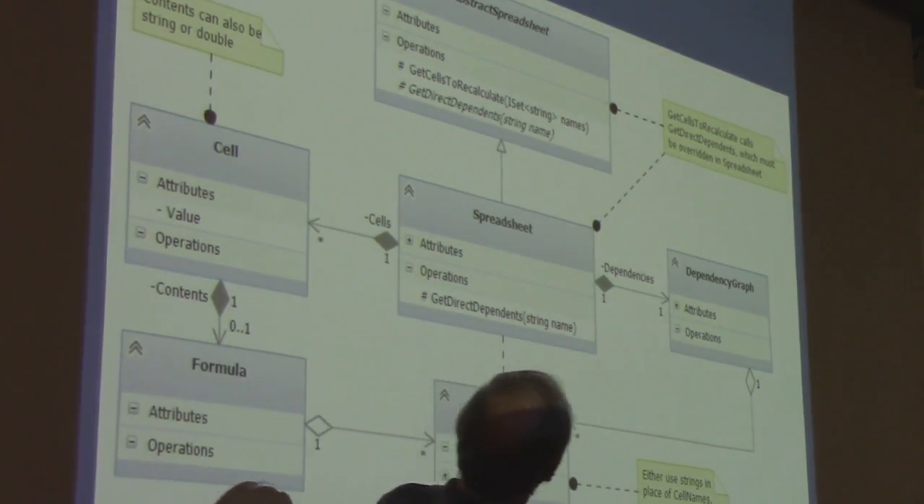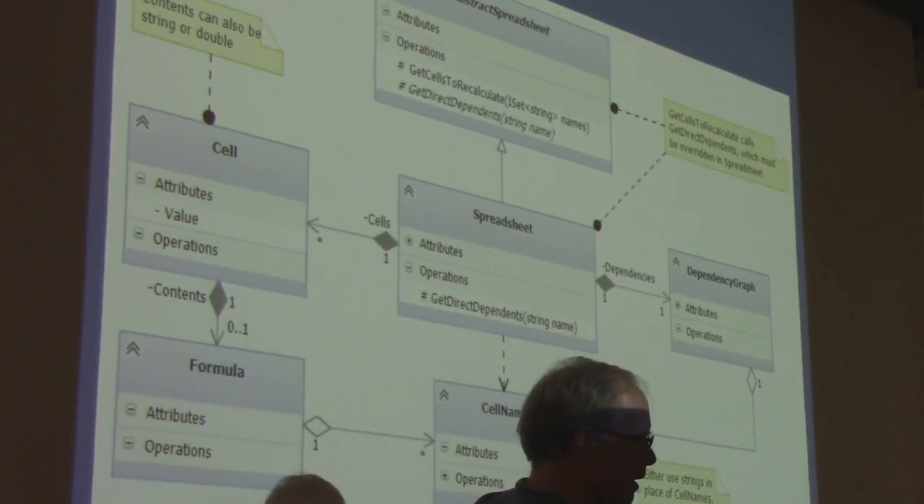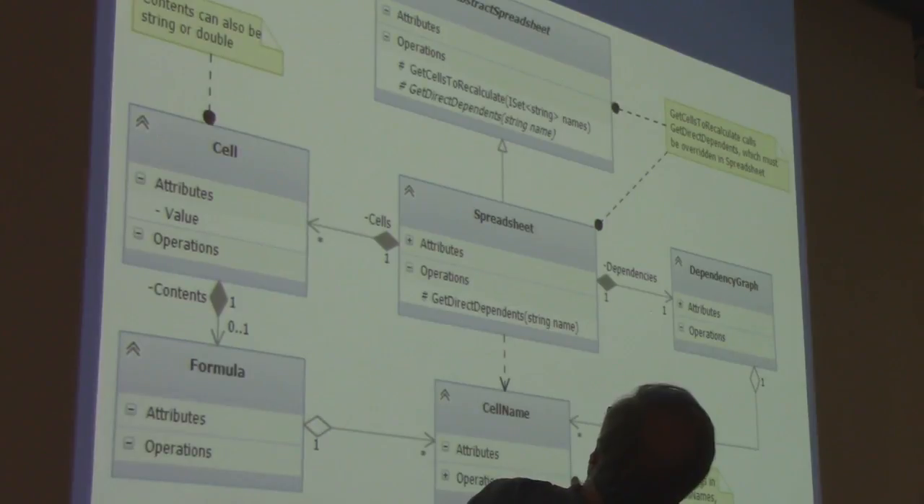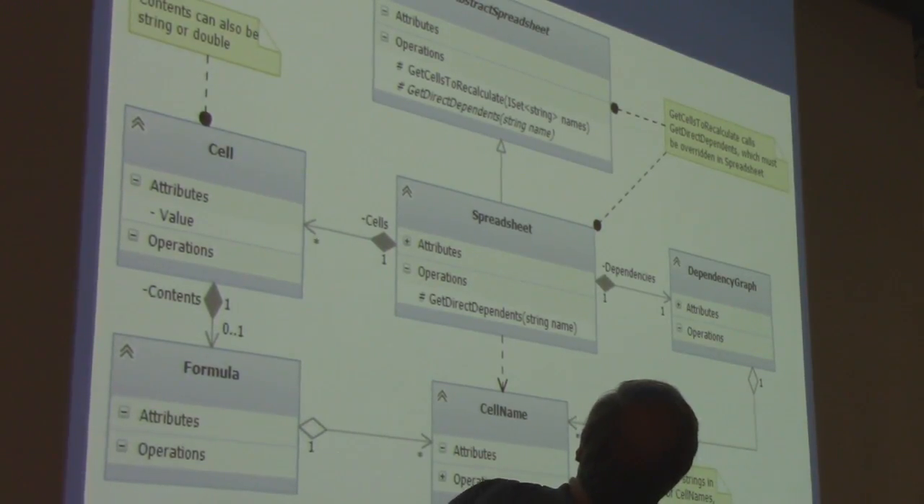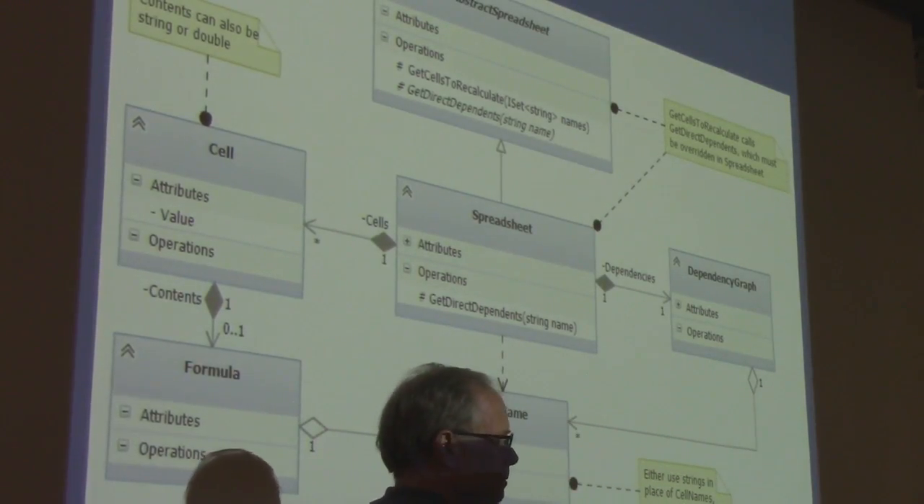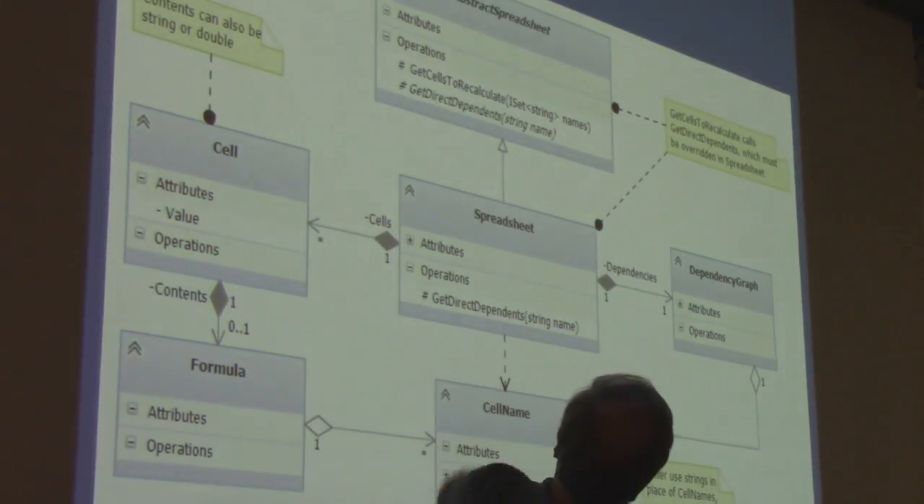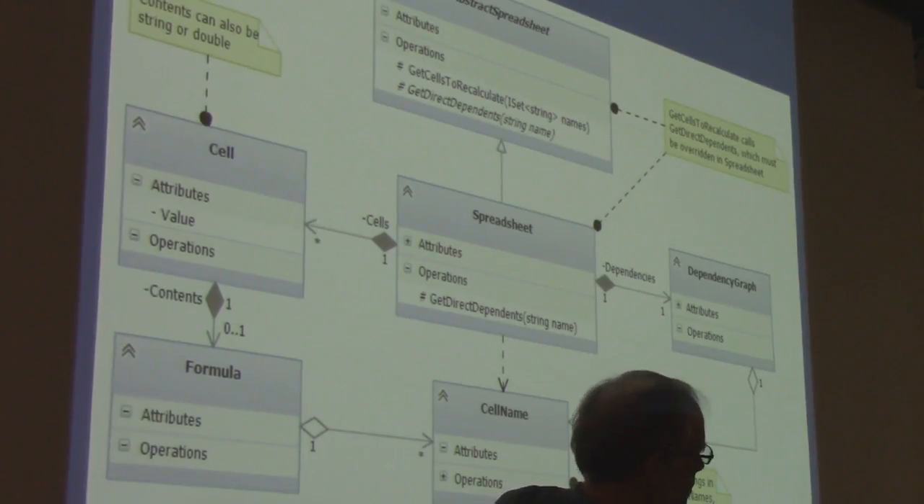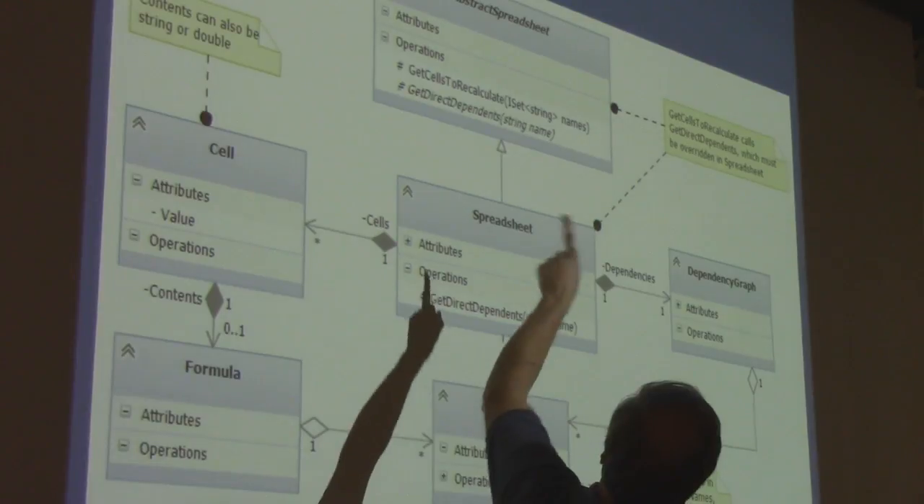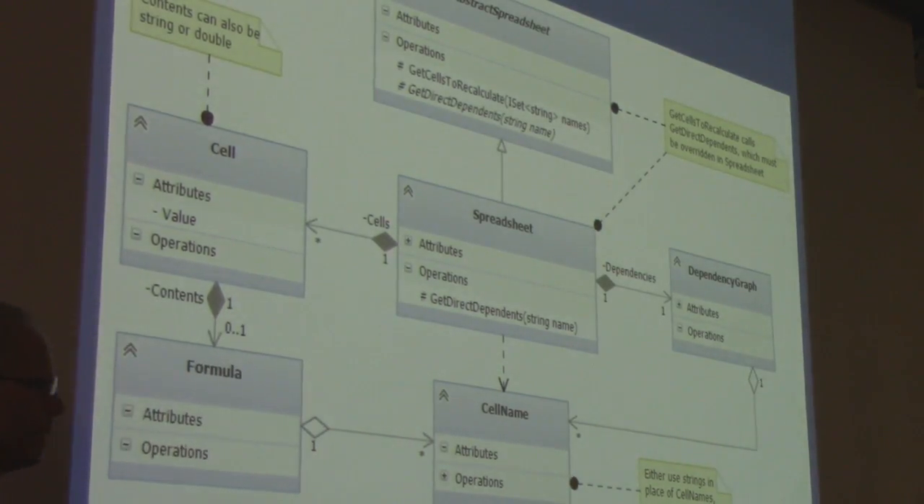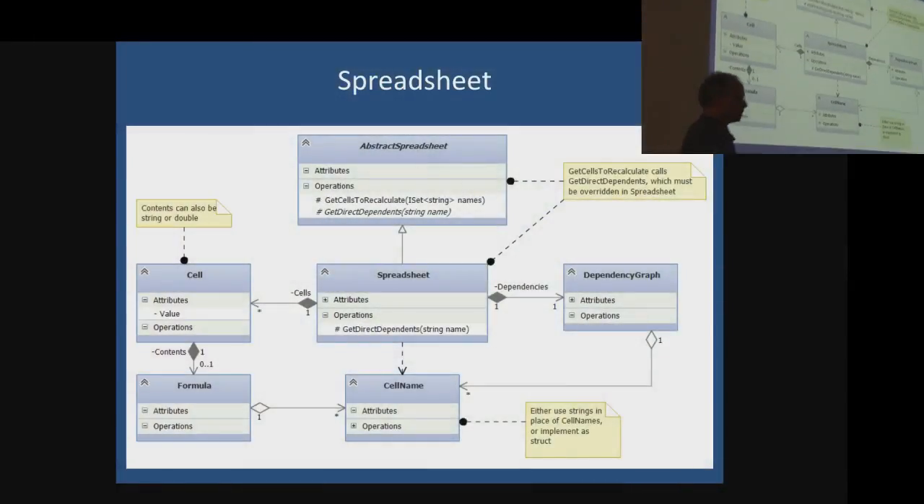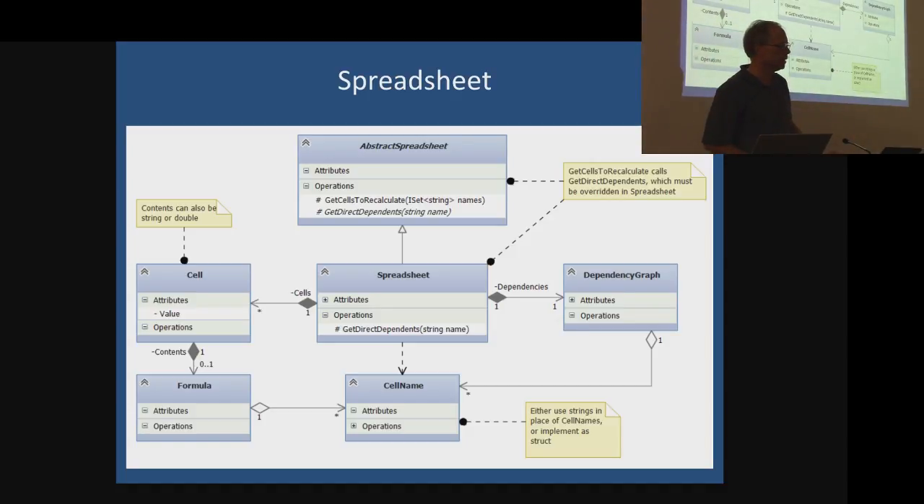And I'm choosing to emphasize something. The hash sign means protected. There's a protected method called get cells to recalculate, and there is an abstract method called get direct dependents. The one that's not in italics, get cells to recalculate, is one that I provide. But it calls get direct dependents. So get cells to recalculate is a key piece of implementation. It basically tells you if this cell has changed, what other cells have to be recalculated. It implements a kind of graph search algorithm to find all the cells that need to be recalculated, and it makes repeated calls to get direct dependents to help it control the search. You have to provide get direct dependents. My method won't work until you implement that abstract piece.